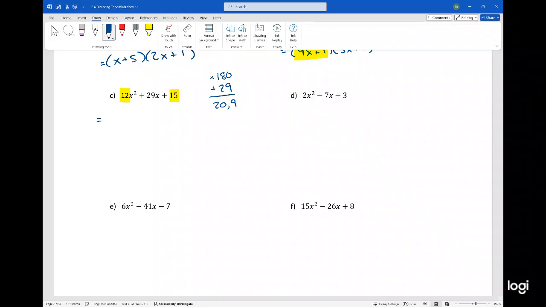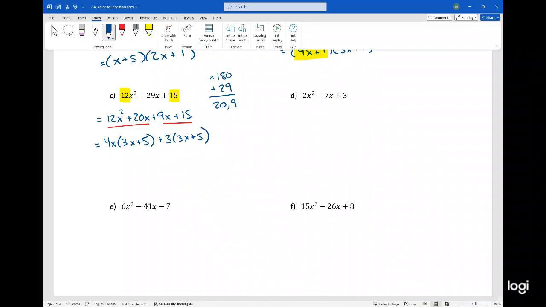All right, decompose that middle term. 29x becomes 20x plus 9x. And again, you can reverse the order of those. It'll change the next step, but you'll still end up with the same answer, just with the brackets in opposite order. Common factor those and those. First one, I'm going to factor out 4x, and I'm left with 3x plus 5. And here I'm going to factor out a 3, and I'm left with 3x plus 5.